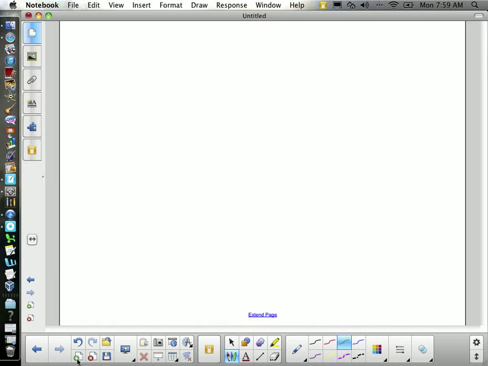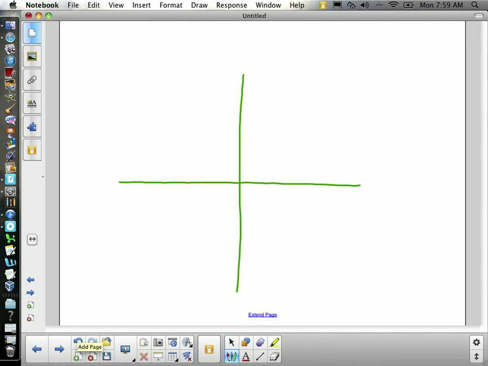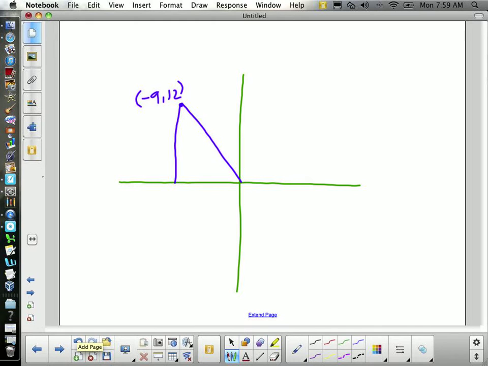Number 5, again, very similar. It says draw a picture, find the exact value when the point negative 9, 12 is on the terminal side of the angle. Just phrasing it a different way, but negative 9, 12 would be up here. We always come down to the axis this way. So that means this is negative 9, this is 12. What's this third side going to be? 15. We do Pythagorean theorem.